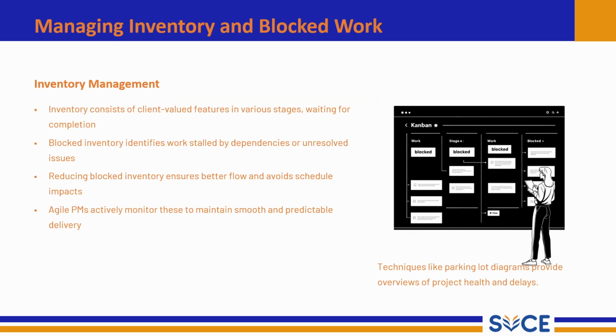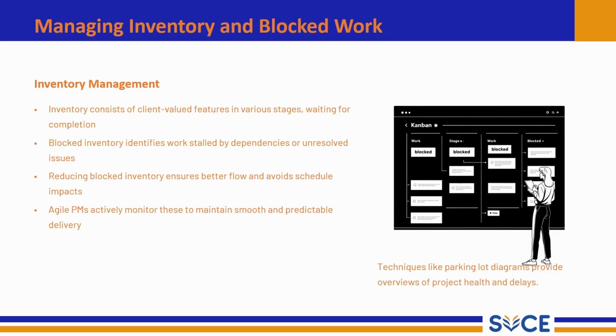Next one, managing the inventory and blocked work. Inventory management. Inventory consists of client-valued features in various stages waiting for completion. In Agile, inventory does not mean physical stock. It refers to unfinished work like user stories or features that are started but not yet completed. These items are valuable to the customer but still waiting to be delivered.